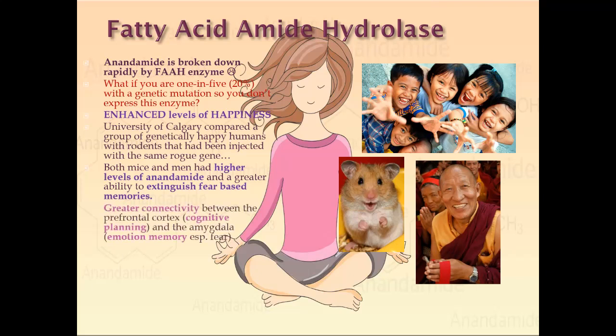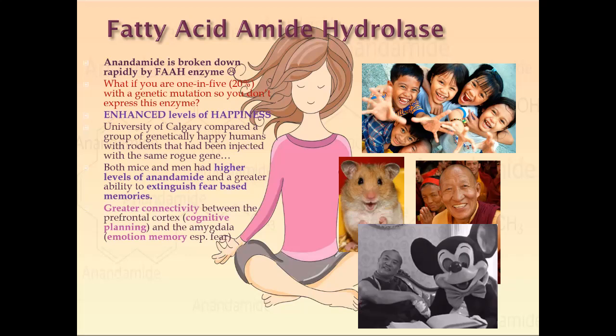There's ways, though. Just wait. We're getting to it, that we can all become like the monks that are always happy. So they also found they had greater connectivity between the cognitive planning area, the front of our cortex, the brain, and the amygdala, which is our emotional memory. So better connectivity. And so there you go, Mickey Mouse, right? Happy monks, happy mice. Better communication between these 2 key centers leads to lower anxiety and greater emotional stability.